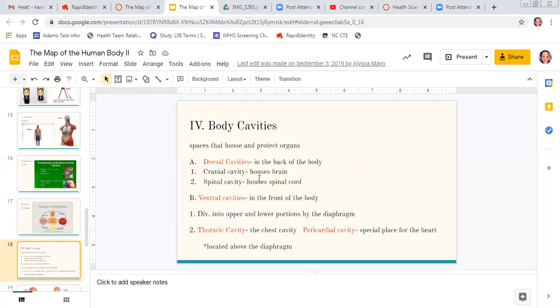So dorsal cavity refers to the back of the body. So think about the dorsal fin on a dolphin or a fish. It's on the back. Cranial cavity is where your brain sits. Your spinal cavity is your spinal cord. So those are pretty straightforward.